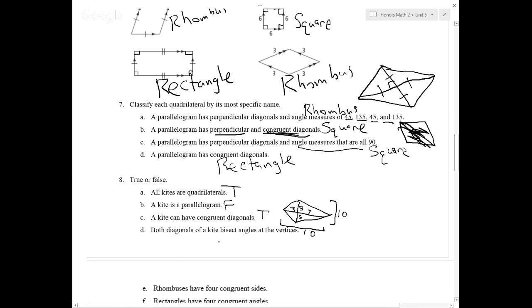Both diagonals of a kite bisect the angles at the vertices. That is false. Only one diagonal will bisect. This diagonal, the horizontal diagonal in my terrible drawing, would bisect those angles. The top and bottom here would not.